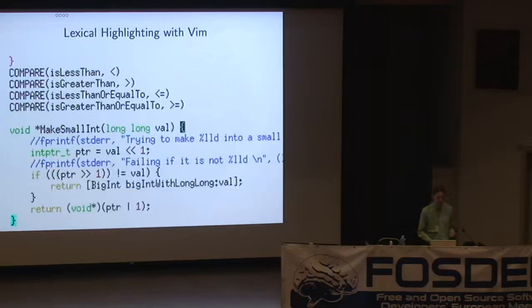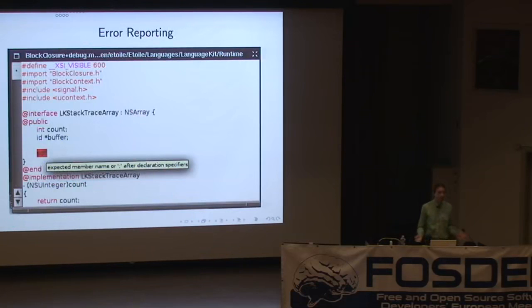And if you just compare that with Vim, which does lexical highlighting, which is really simple to implement, it's treating int pointer t as just a magic thing. It's pretending that that's just a language keyword because it knows that that's defined by C99. But it doesn't know that big int is a class. It doesn't know that big int with long is a message send. It doesn't know that compare is a macro. So, shame.